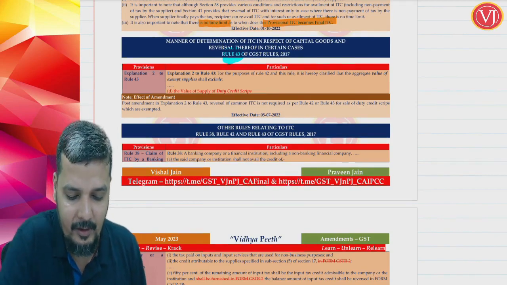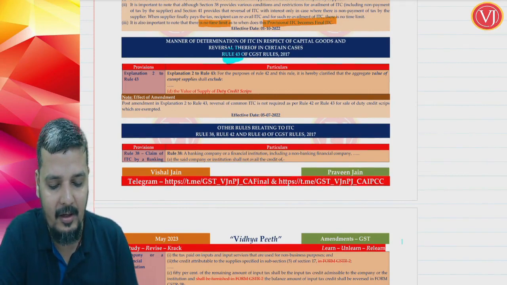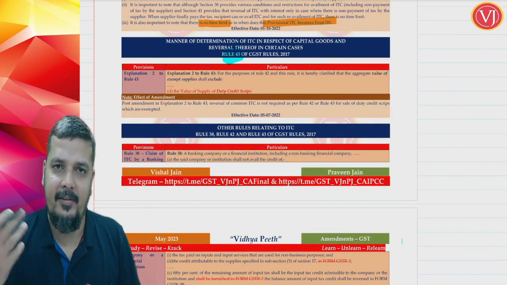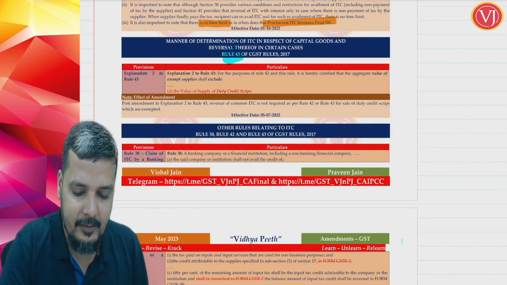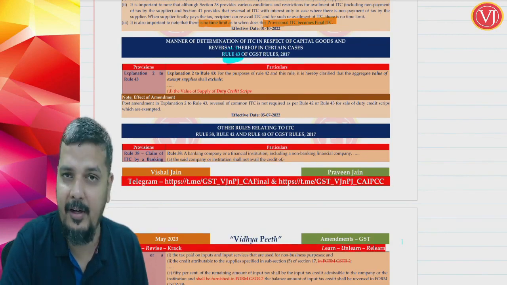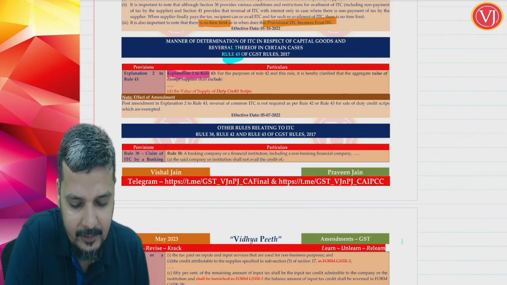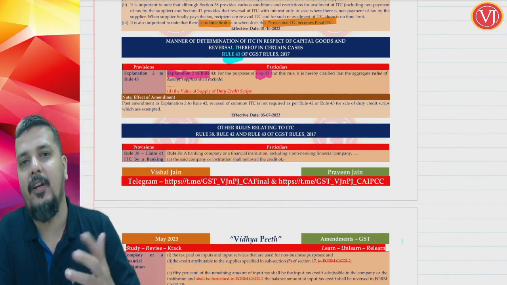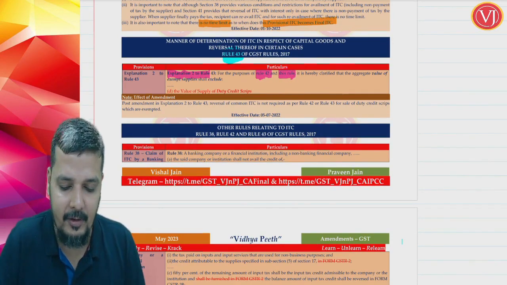Proportionate ITC on your capital goods. Actually, this amendment is in Rule 43, but it is true for your proportionate ITC on inputs and input services as well as your capital goods, Rule 43. Now, what is that amendment? That is an explanation to Rule 43. Now, what does that Explanation 2 tell? It tells, not only for the purpose of this rule but also for Rule 42, proportionate ITC on your input and input services, as well as this Rule 43, proportionate ITC on capital goods.